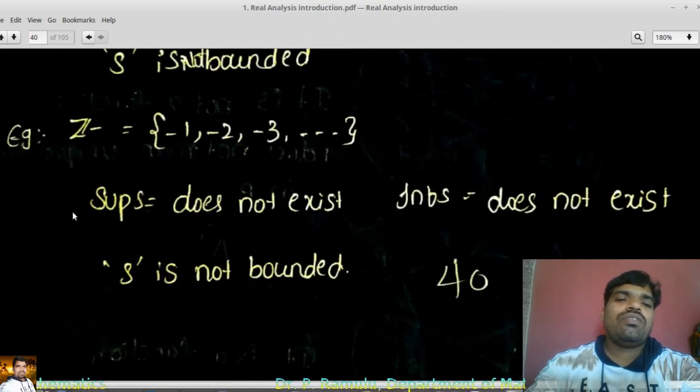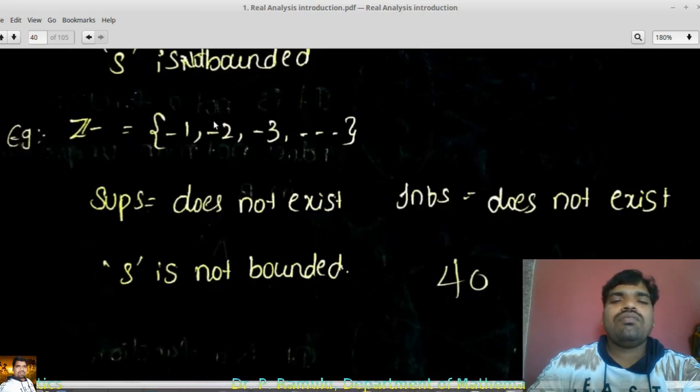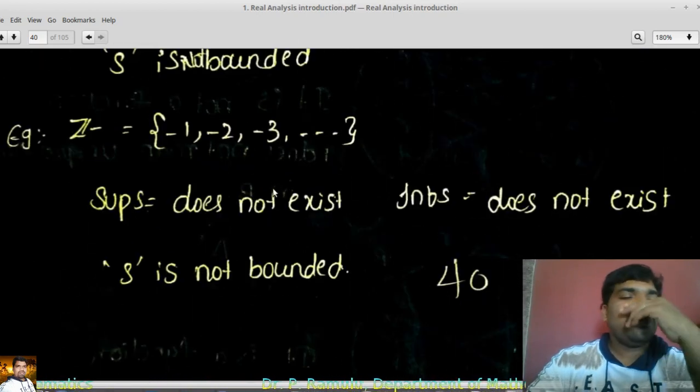If I take Z minus, it has a greatest lower bound... so the supremum exists, but the infimum does not exist. If I take Z here, Z is not bounded. Here, if I take Z minus, that is minus 1, minus 2, and so on, the supremum exists but the infimum does not exist. So these are the bounded sets.